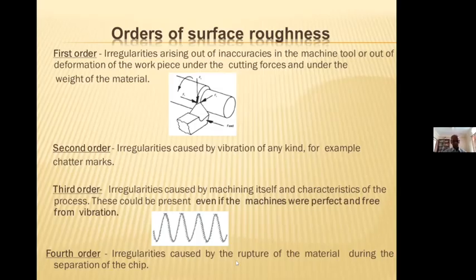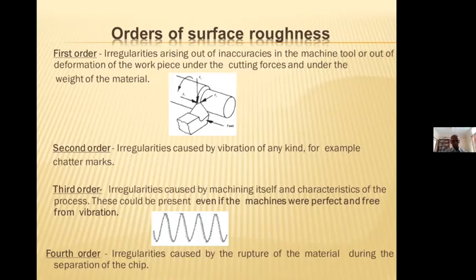So let me summarize this. There are usually 4 orders of surface roughness due to machining. First order is due to the inaccuracy in the machine tool and the workpiece load and work forces. Second order is due to vibration. Third order is due to the machining itself. And the fourth order is due to the chip formation or the rupture of the chips.